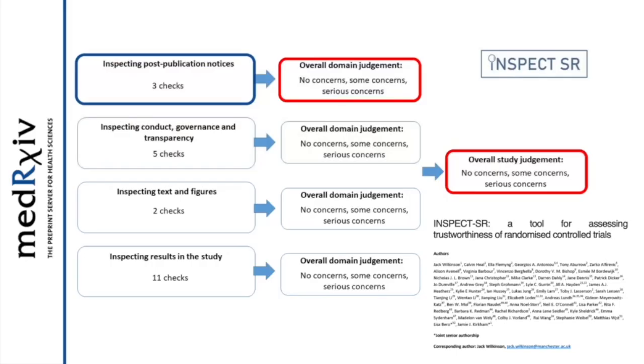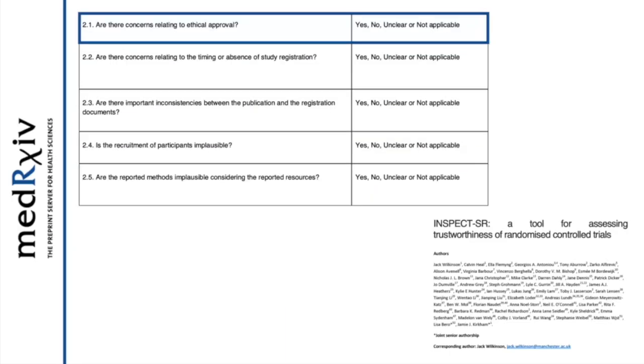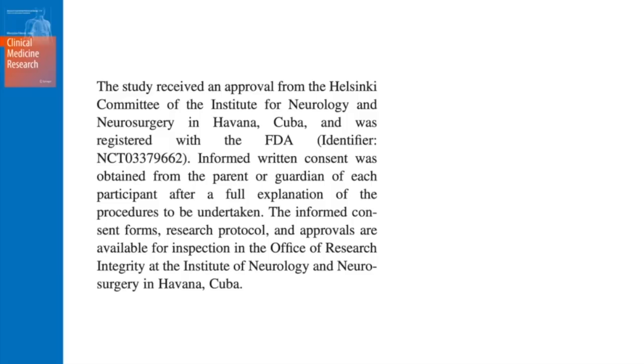It's a little bit more than some concern because of the content of the PubPeer comments. So now we are going to inspect conduct of the study, governance of the study, and also transparency of the study. For that, we have now 5 checks. Are there concerns relating to ethics approval is the first check. For that, you can try to have a look at the paper.